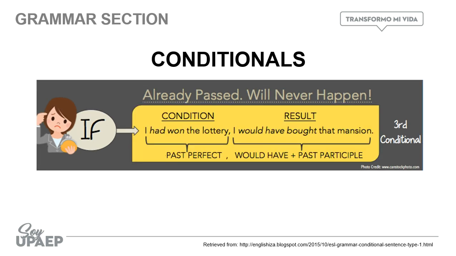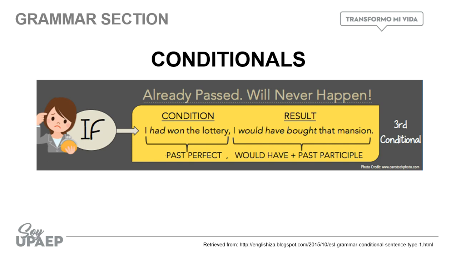Okay, the third conditional is a conditional that represents situations that already passed, right? And that you cannot change. Yeah? For example, if I had won the lottery, I would have bought that mansion. Okay? So it means that I didn't win the lottery and I cannot do anything about it. So I won't be able to buy that mansion.